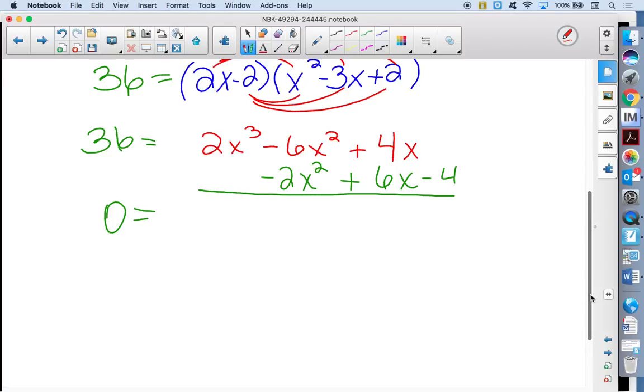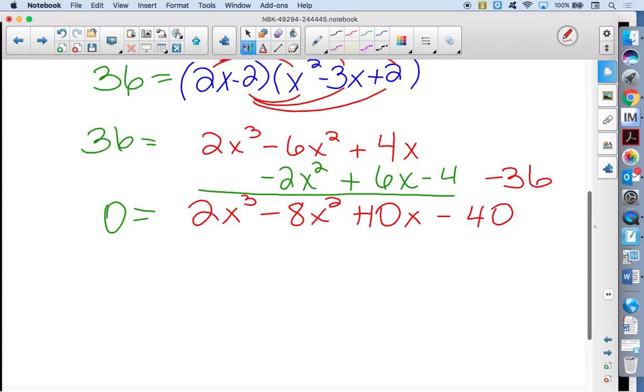Mitchell, do you have an equation that we're going to try and factor? Sure. 2x to the third minus 8x squared plus 10x minus 4. And instead of minus 4, if we also subtract that 36 in the same step, it would be minus 40. So factoring it, first question, is there a GCF? Yes. What's the GCF, Mitchell? 2.